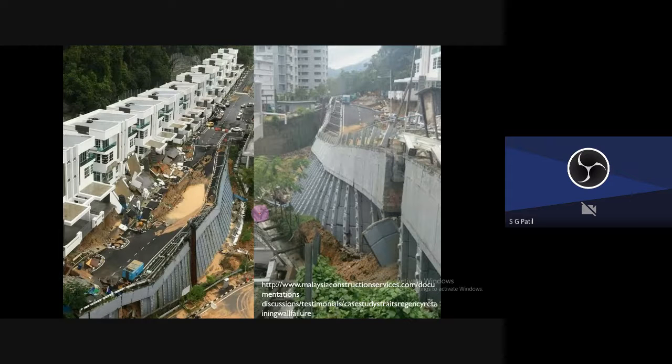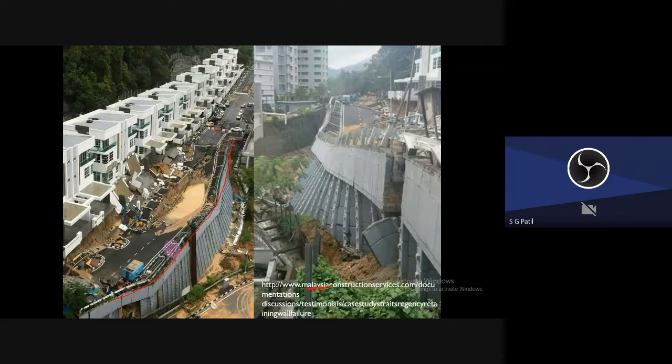Here are some photographs of failures. This is the retaining wall. Can you see this? This retaining wall is retaining the soil at the back of this wall. This happened in Malaysia, and this has been taken from this website. What happened after a rainy season? After a heavy rain, this entire retaining wall failed.